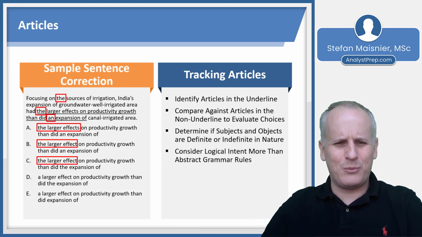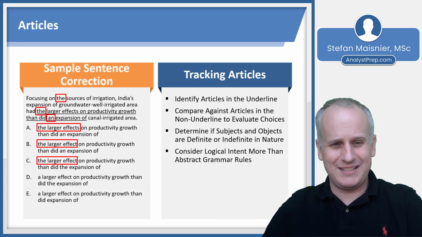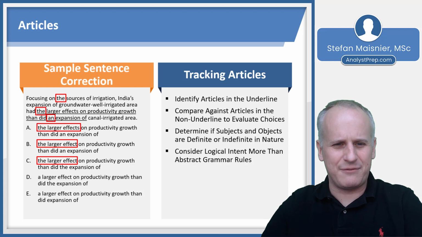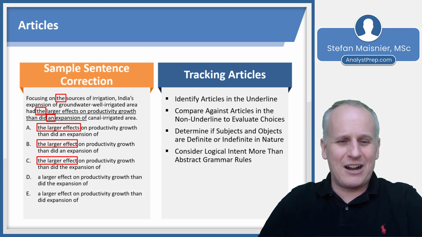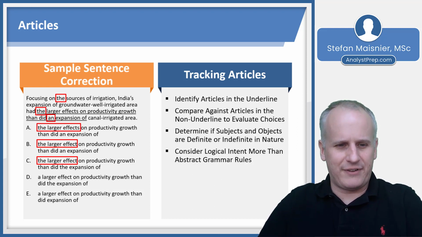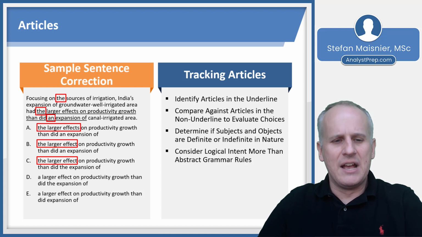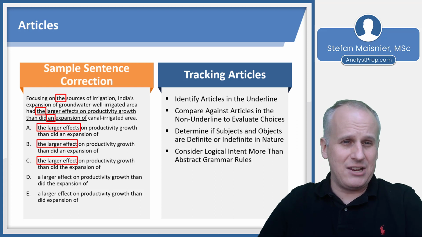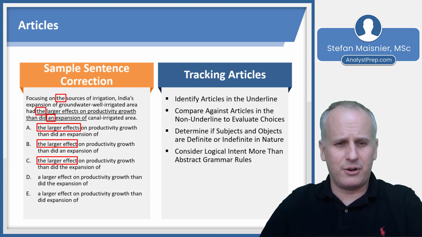And in this case, we need to consider the logical intent more than just abstractly matching to the grammar, because you can see that there's a the in the non-underlined portion, but I don't need these larger effects to be specific larger effects. They're just generic larger effects. So the a larger effect in choices D or E is going to be the more proper usage because there's just a generic larger effect on productivity growth as opposed to specific larger effects or a single specific larger effect as indicated by choices A, B, and C.